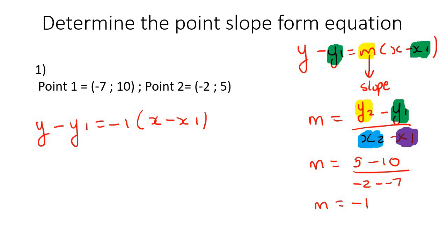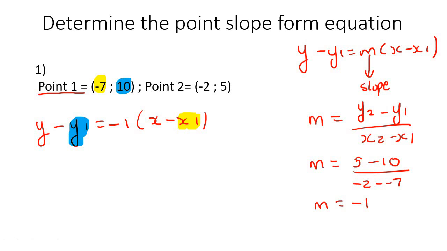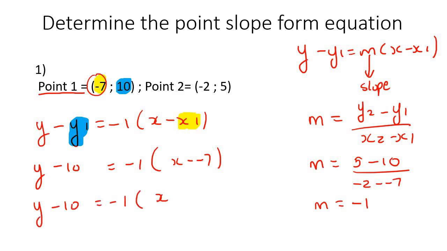I mean, we should be allowed to do whatever we want, but anyways, so I'm just going to choose point 1. So this is the x value, so we're going to put that over there. This is the y value, which we're going to put over there. So it's going to go y take away 10 equals -1 bracket x take away. Now this is -7, so we're going to put -7 like that. So it's going to be y take away 10 equals -1 times x plus, because that becomes a plus 7. And that is it. That's how you do point-slope form.